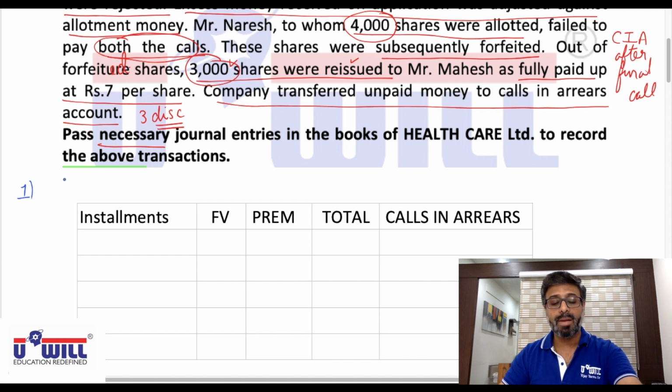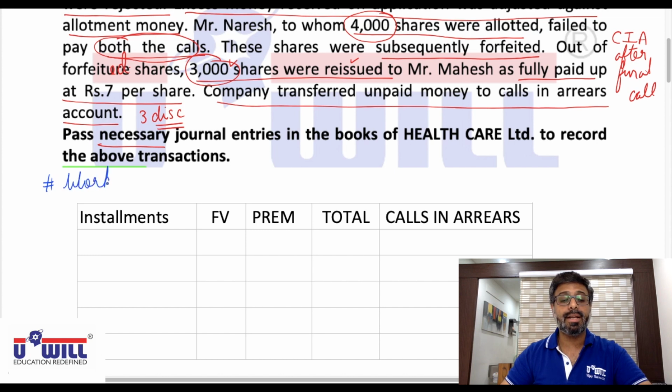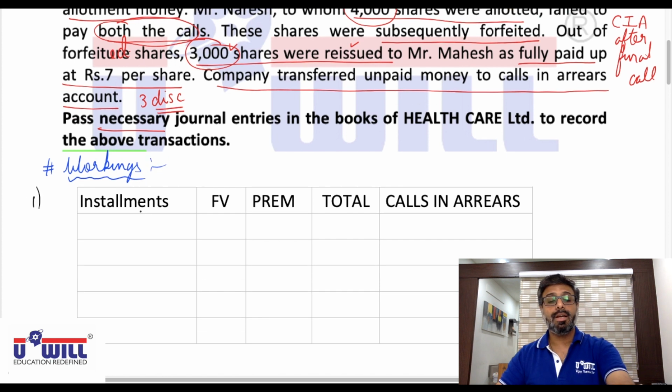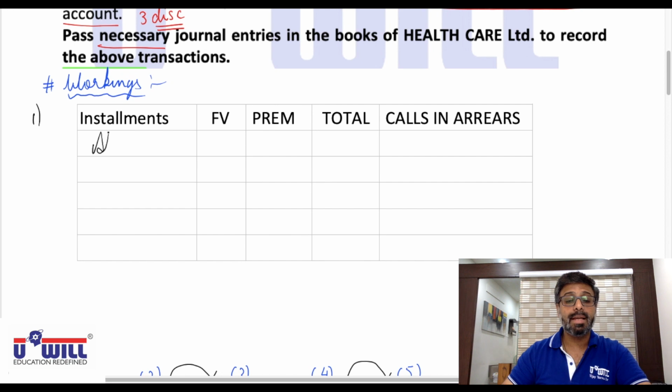Working note 1. All of you can pause the video and make the column for these workings, and then you can play the video. I will be doing it in continuation only. So workings, working note 1. Installments. Now all of you write down, there are 4 installments: application, allotment, first call and final call.